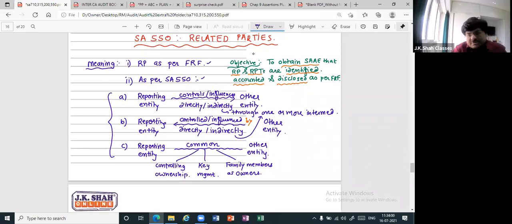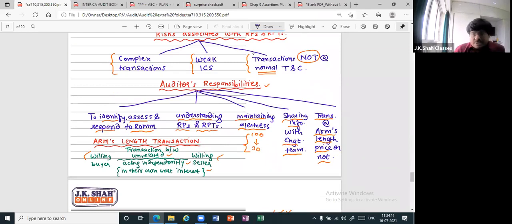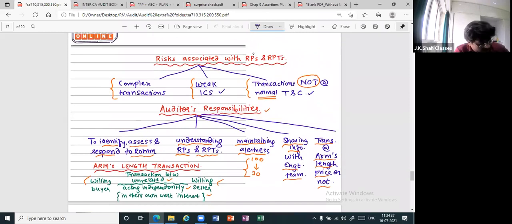Thereafter, what is the objective of the standard? Very simple. It is to obtain assurance regarding related parties and related party transactions, on three things: whether they have been properly identified, accounted for, and disclosed as per the FRF. Thereafter, the risks associated. There may be complex transactions. Why complex transactions? Because a relation can be indirect also. So one may deal with another, who may deal with another. Then you will have to check where the transaction is going via. So that becomes a complex transaction. Then there may be a weak ICS, so the risk of misstatement increases. The transactions may not be at normal terms and conditions, so again the risk of misstatement increases. This is when risks are associated, and the risk of misstatement is high.